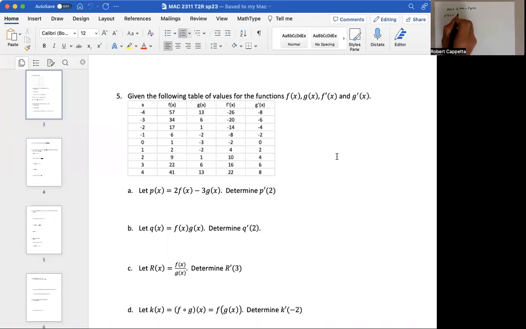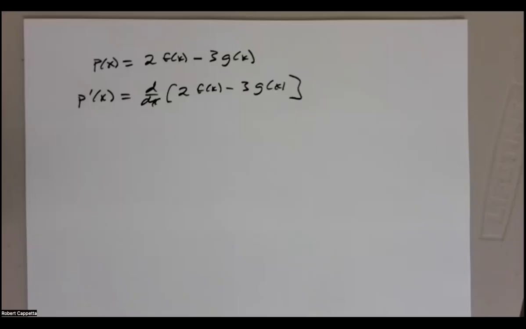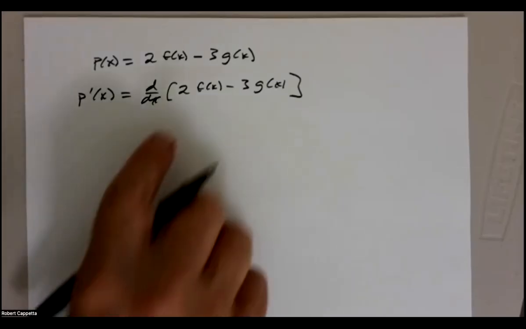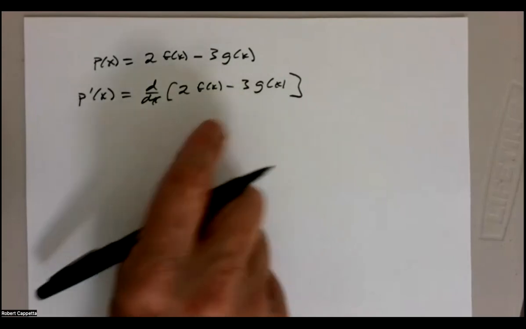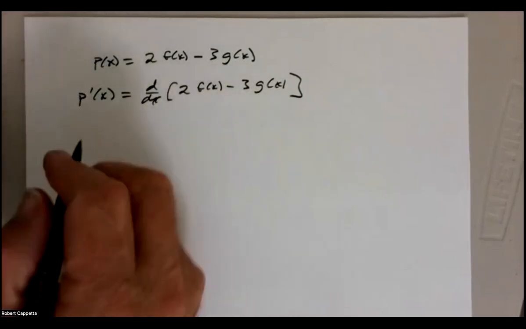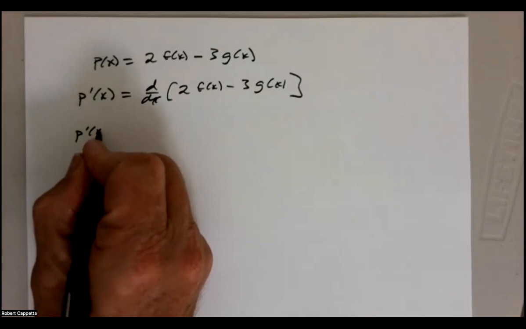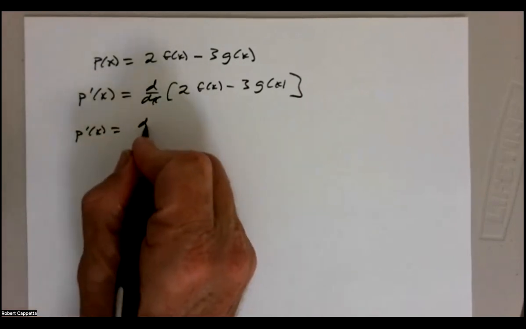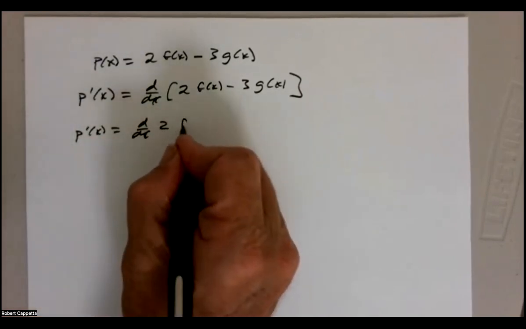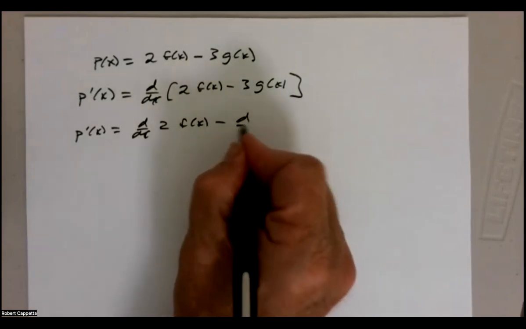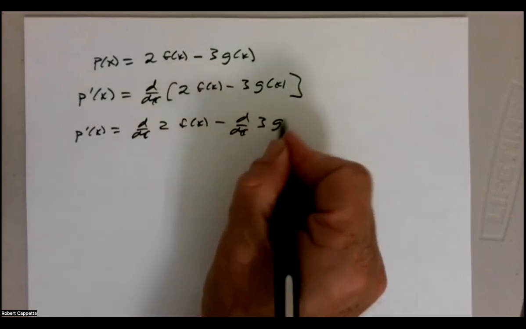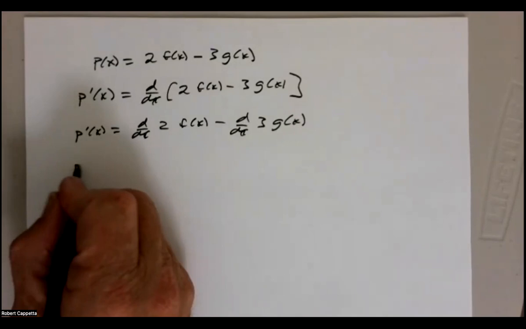So I'm going to take the derivative of that, the derivative of 2f of x minus 3g of x. Let me show you what I'm working on here. So this is where I'm at. So the derivative of the sum is the sum of the derivatives, or the derivative of the difference is the difference of the derivatives. So p prime of x is the derivative of twice f of x minus the derivative of 3 times g of x.